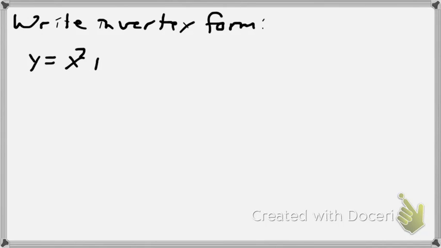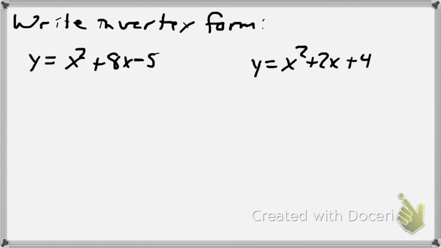Now what we're going to do is kind of go back to 5.5 a little bit, but we're not going to solve. We're going to write these equations in vertex form. And what that's going to involve is finding the vertex and then writing it in the form. We did this in 5.5 as a way to solve. So I'm going to do the first one with you, and then I'll let you try the second one.